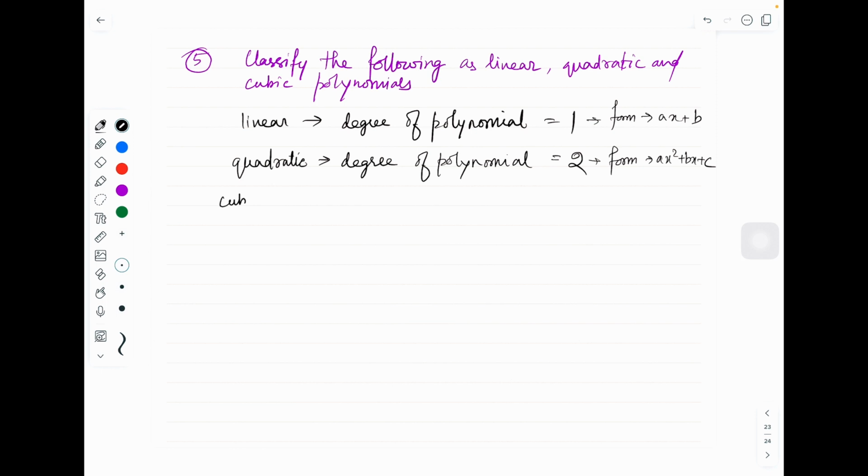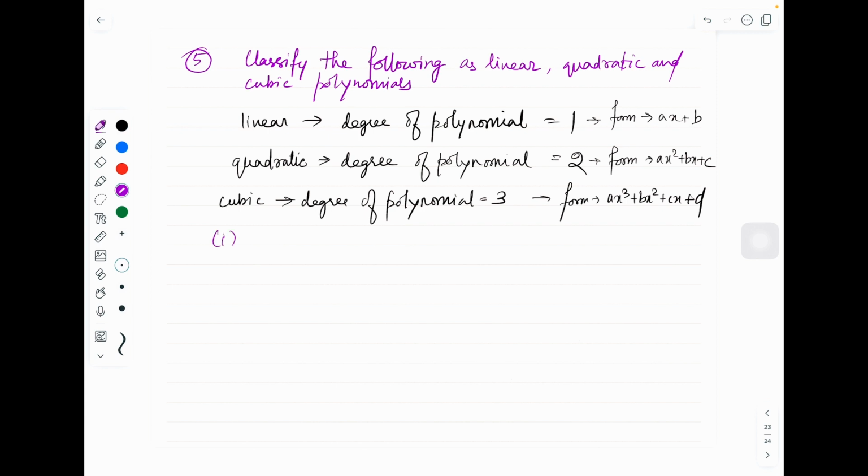Now cubic. If the degree of the polynomial is 3, it is called cubic, and the form is ax cube plus bx square plus cx plus d. Getting it? This is the form. Linear, degree of the polynomial is 1. Quadratic, the degree is 2. If it is 3, it is cubic. So we have to find the degrees in this question actually.